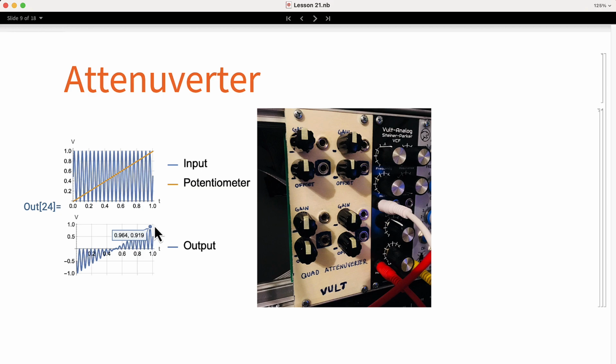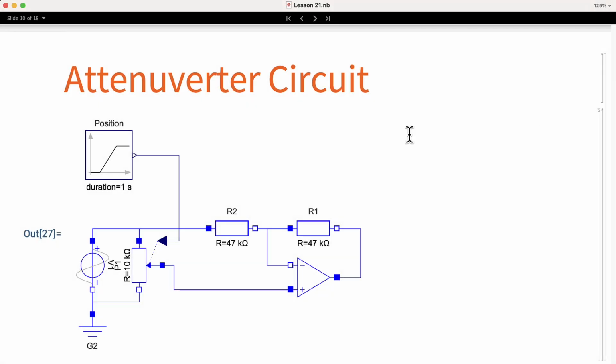Now let's see how the module is built. In the diagram you can see the circuit. We have what looks like an inverting amplifier connected to a voltage source V1, but at the non-inverting input we have a potentiometer connected. On the top, there is a block that provides a control signal to change the position of the potentiometer during the simulation. If you look at this circuit carefully, you may notice that it looks very similar to the architecture that we have already analyzed, the subtracting amplifier.